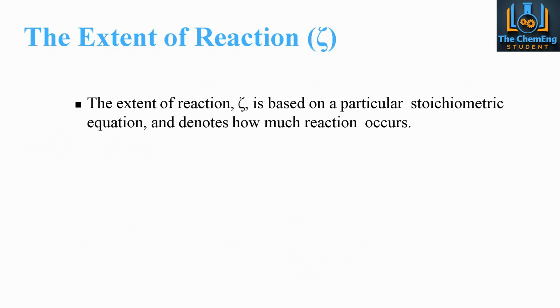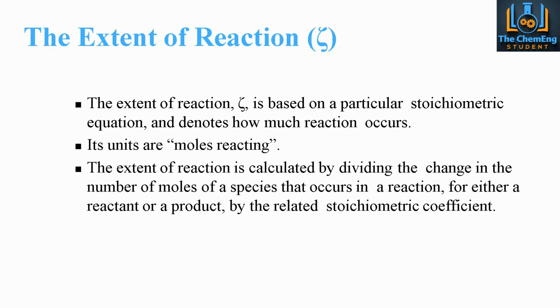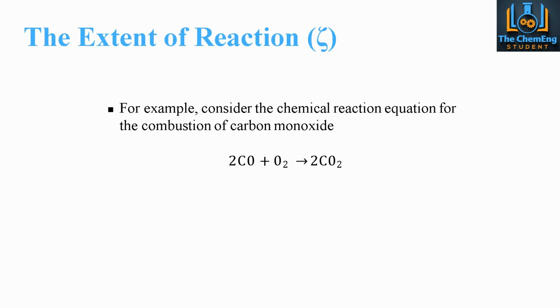Now the extent of the reaction is based on a particular stoichiometric equation, and it denotes how much reaction actually occurs. The units would be moles reacting. So we're essentially saying that this value is how many moles of the system have actually reacted. The extent of the reaction can be calculated from the change in the number of moles of a species, divided by its stoichiometric coefficient that we've seen on the previous slide.